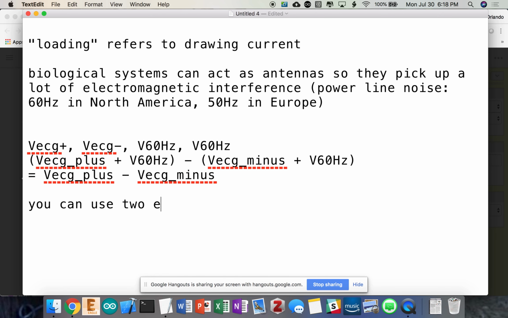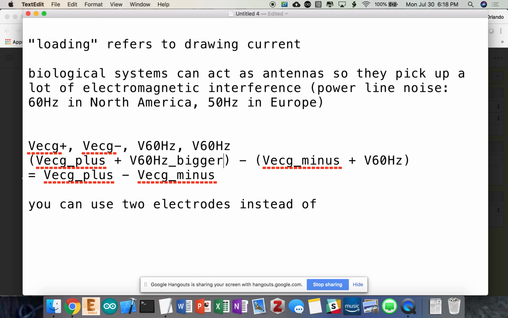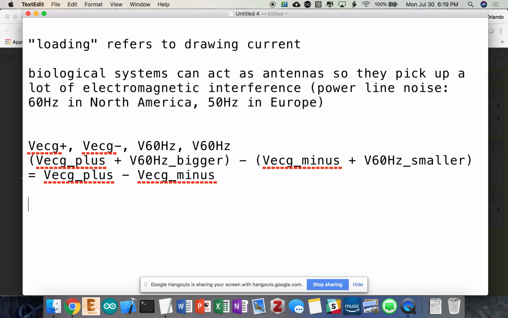So then why do we have to use filters if it already gets taken care of? Yeah, it doesn't get taken care of completely. This might be V 60 hertz bigger, this might be V 60 hertz smaller. So you still get some difference there, and that will get amplified. It's the same frequency, but it may not necessarily be the exact same amplitude, so there's still going to be some difference. Making sense? Yeah.